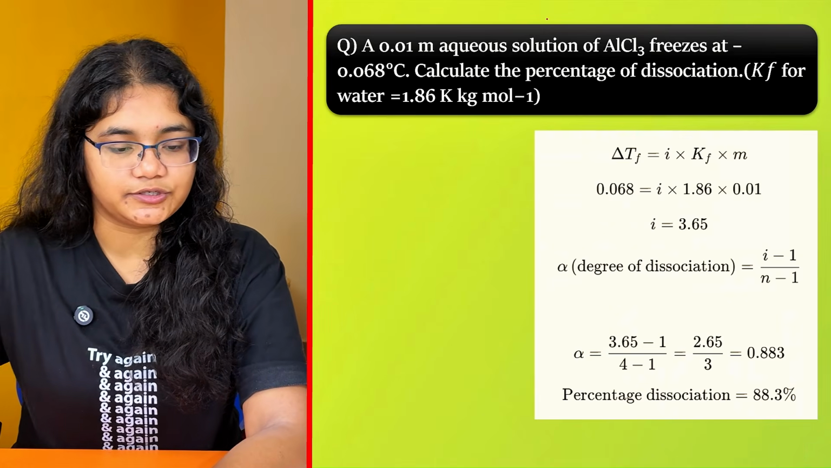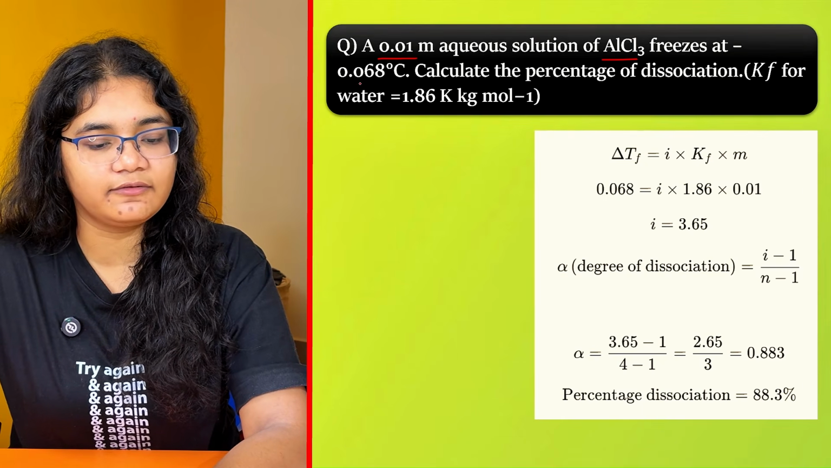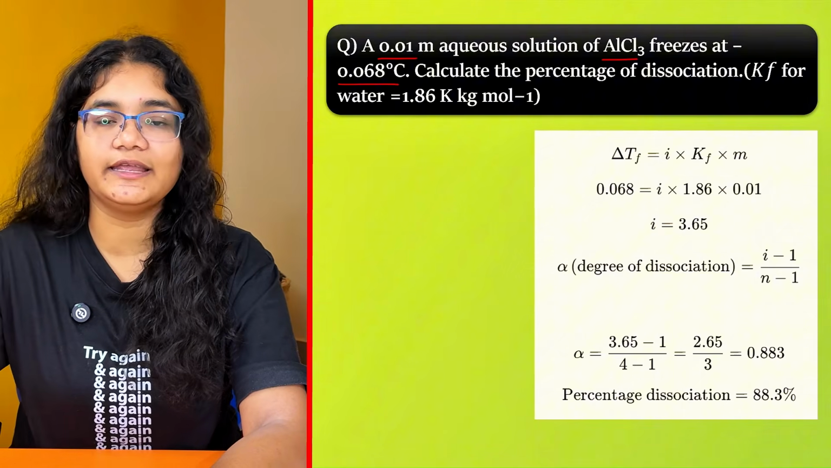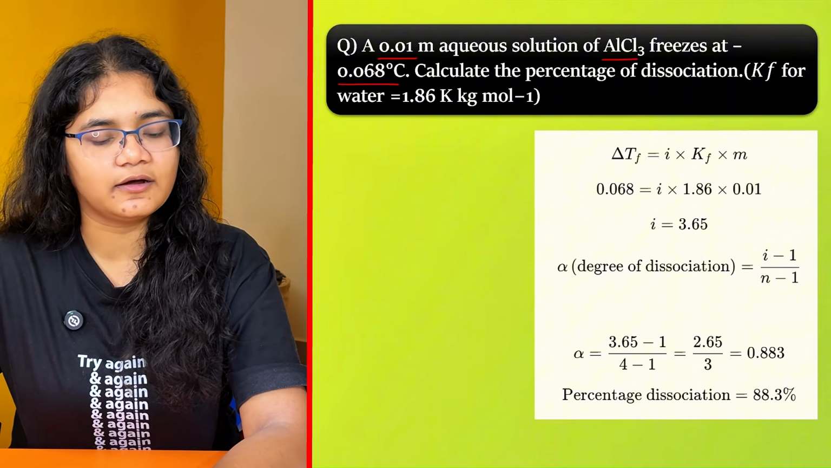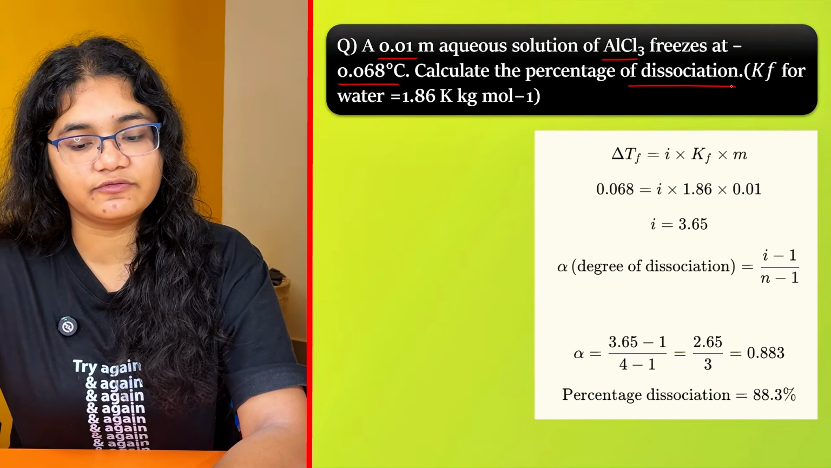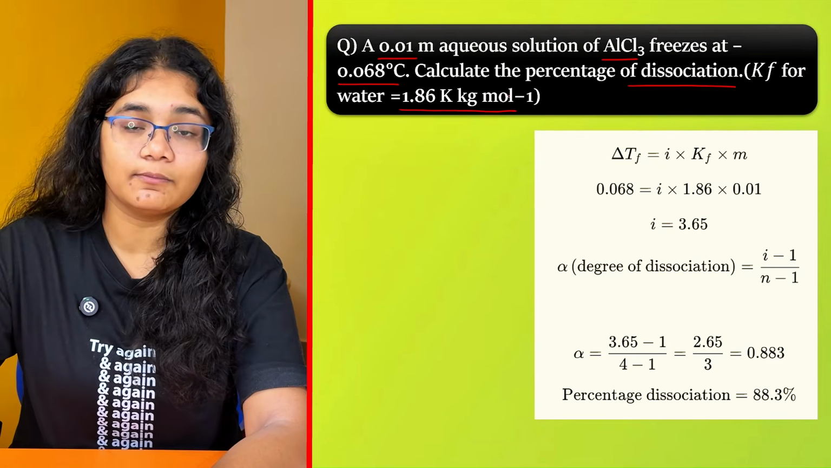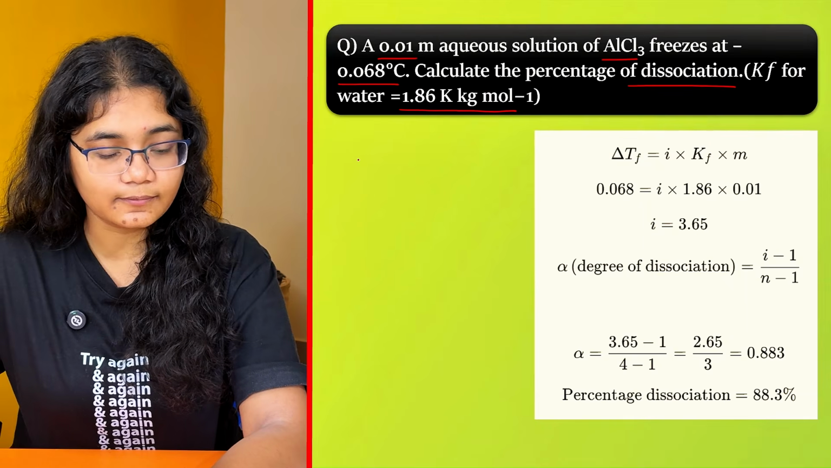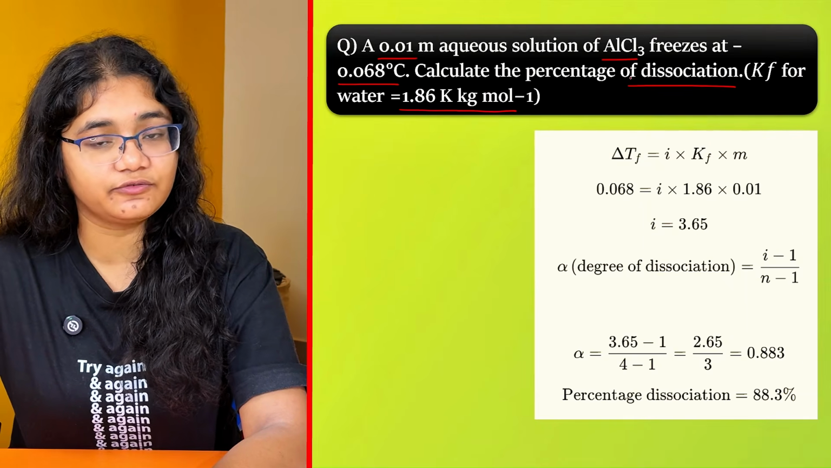Now we can do this question. A 0.01 m aqueous solution of AlCl3 freezes at minus 0.068 degree Celsius. So what is the molality here? 0.01, and the temperature is 0.068 degree Celsius. Calculate the percentage of dissociation. Kf of water is 1.86 Kelvin kilogram mole inverse. So you can see we have this formula to calculate the percentage of dissociation.